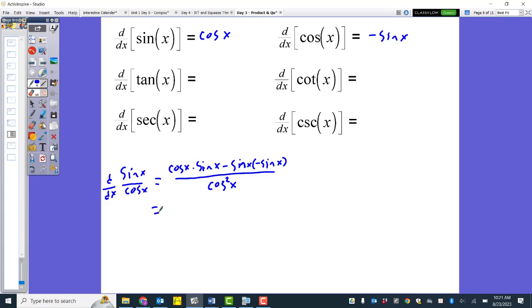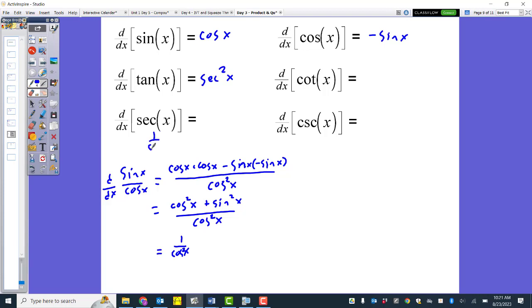Okay, and we end up with, wait, this should have been cosine x. There we go. That'll fix it. All right, we end up with cosine squared x plus sine squared x over cosine squared x. Using our identities, we know cosine squared plus sine squared is 1. And so 1 over cosine squared is the same thing as saying secant squared. You can go through and do all of these as well.